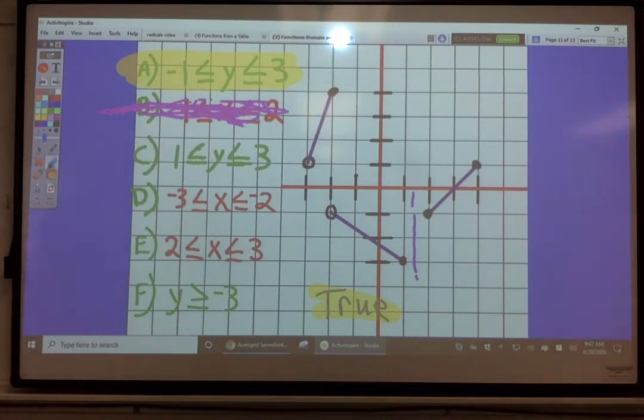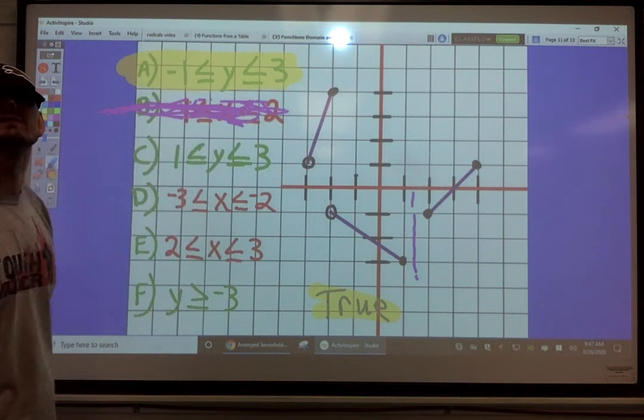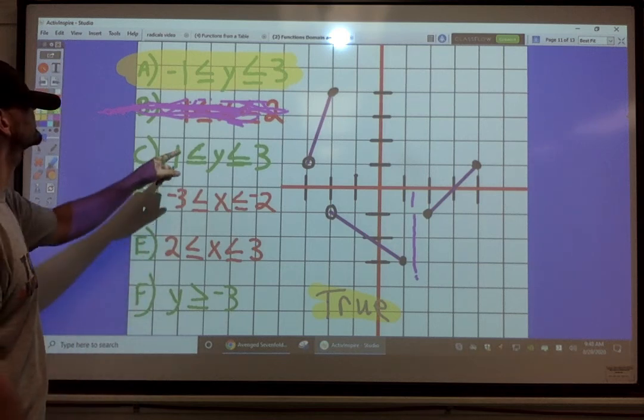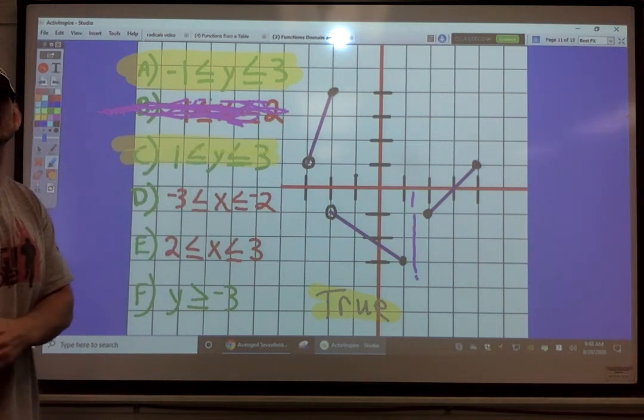Next one. From 1 to 3. Not just from -1 to 3. Well, isn't this interval included in that one? Yeah. So I'm not going to waste my time because I know this is true. It's inside letter A. Yeah.